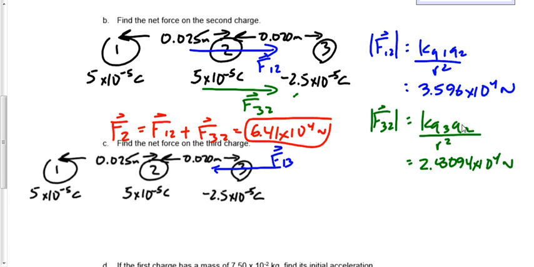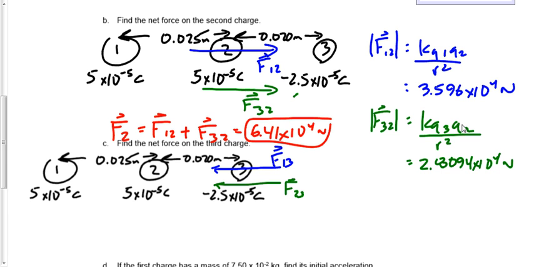Now, 2 and 3, they're opposite charges as well. If they're opposite charges, they're going to attract. Now, that means 2 is pulled toward 3. 3 is pulled towards 2. We don't care what happens to 2. We care that 2 pulls 3 to the left.